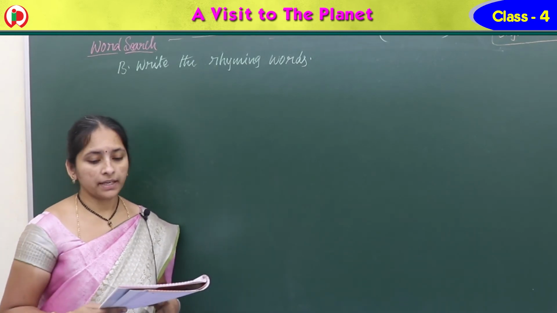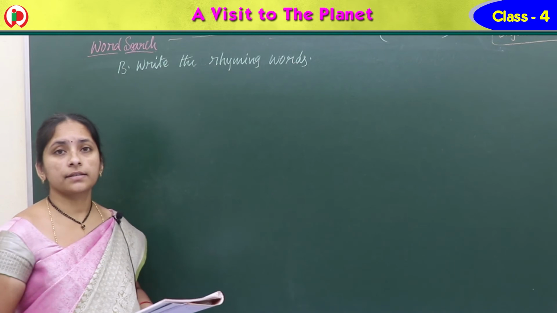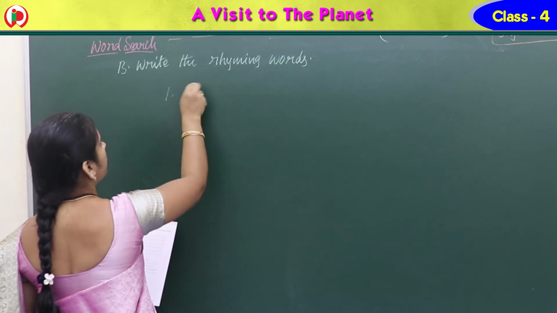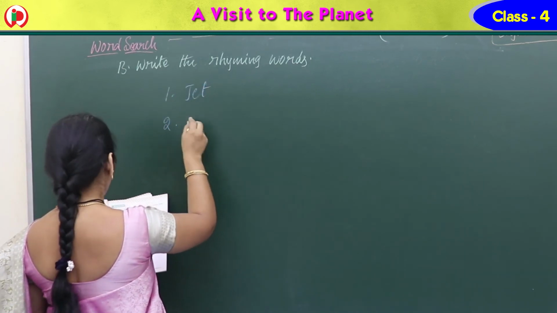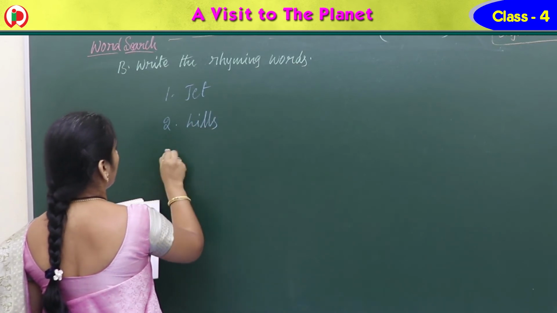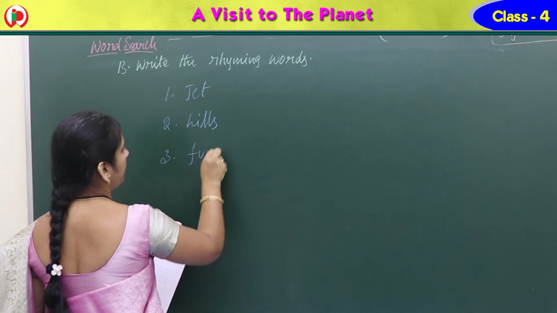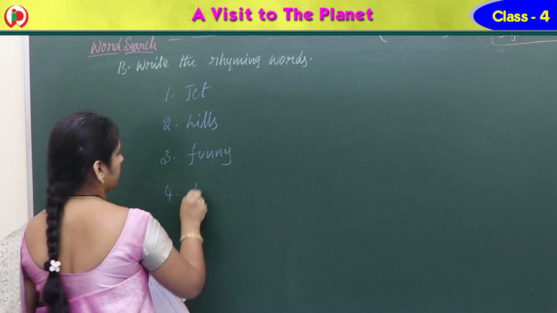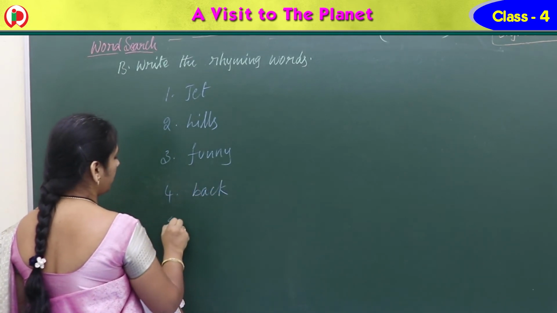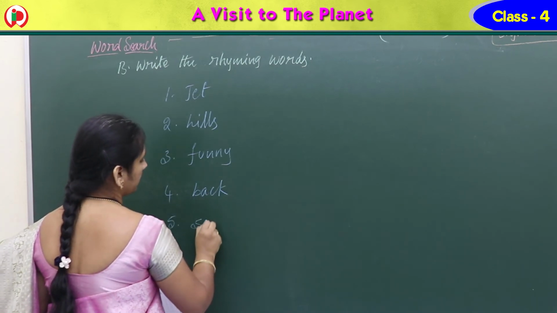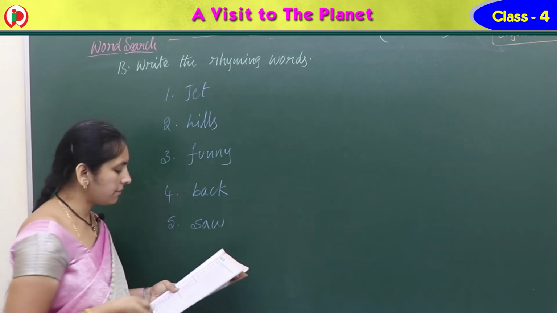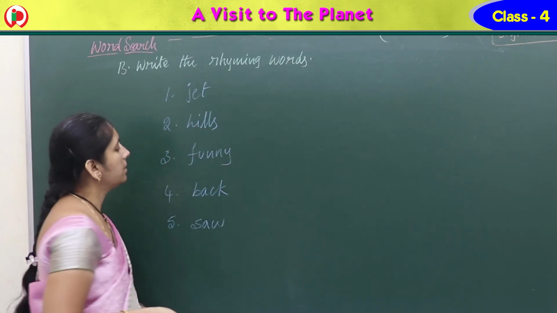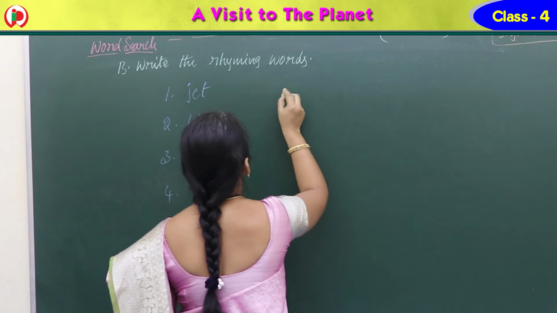See, children, the next one we have is: write the rhyming words. Here they have given the words, and we should write rhyming words for them. What are those? First one, jet. Second one, hills. Third one, funny. Rhyming words, all of you know, right? Generally, they didn't ask from the poem. Any words you can tell. Fifth one, sa. So the five words they have given are jet, hills, funny, back, sa. For each one, we should write two rhyming words.